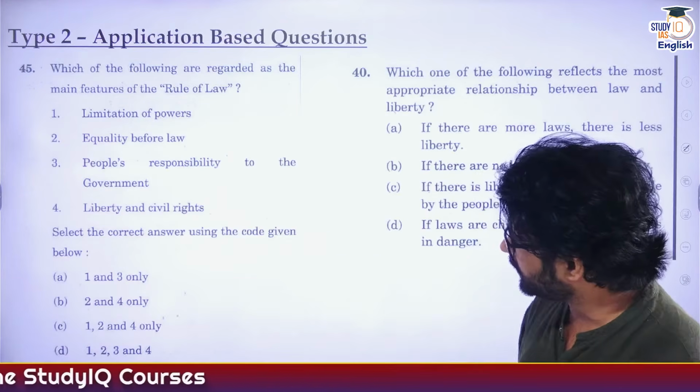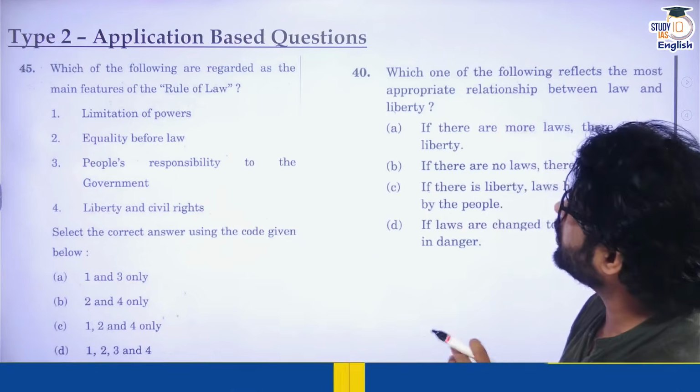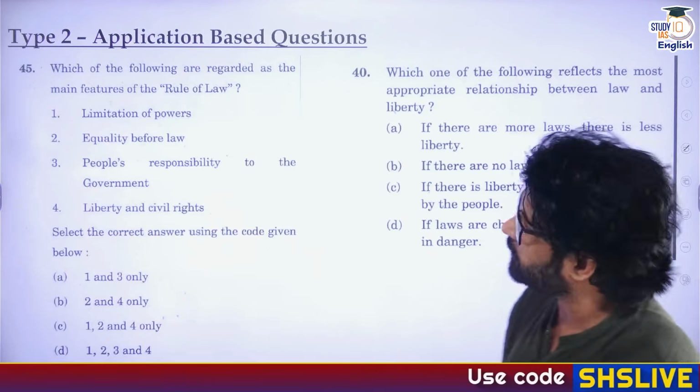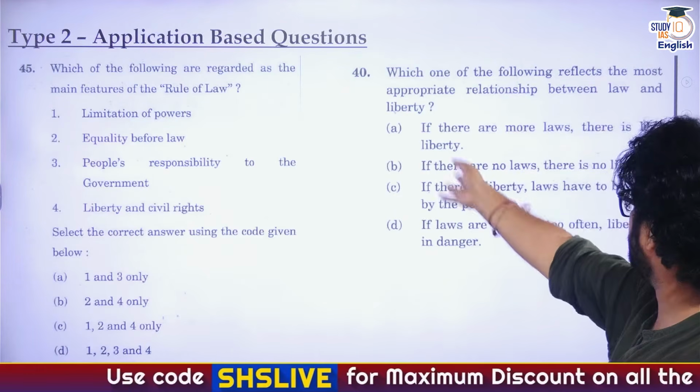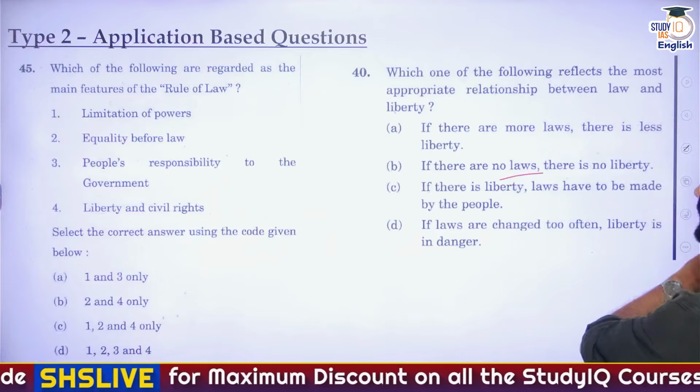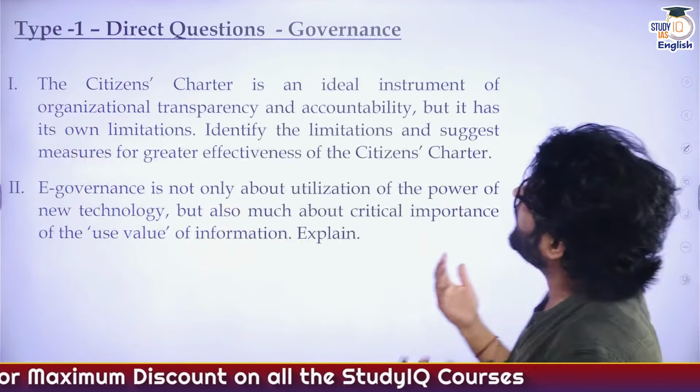So if you eliminate third, you will be left with B and C. 2 and 4, 1, 2 and 4, just check 1. Yes, if there is rule of law, there will be limitation of power. So that's how you do these questions. Law and liberty. If there are no laws, there is no liberty, because then government can do anything and everything. So these are application based questions.